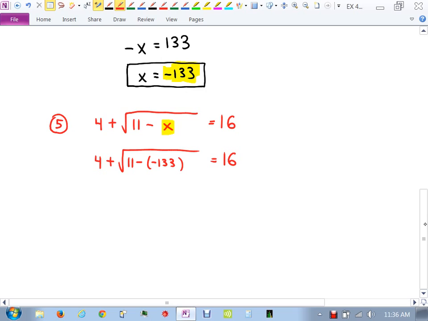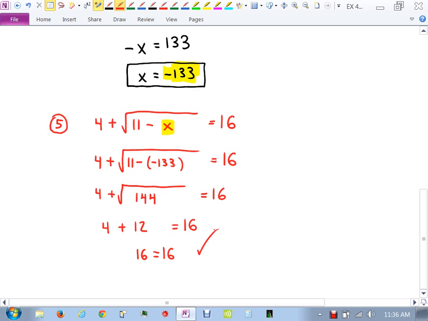Yes, back into your original equation. Always go back to the original, though. So we have here 4 plus square root. This becomes 144 underneath because you're doing 11 plus 133. What is the square root of 144? 12. What is the left side? 16. Is 16 equal to 16? Yes.